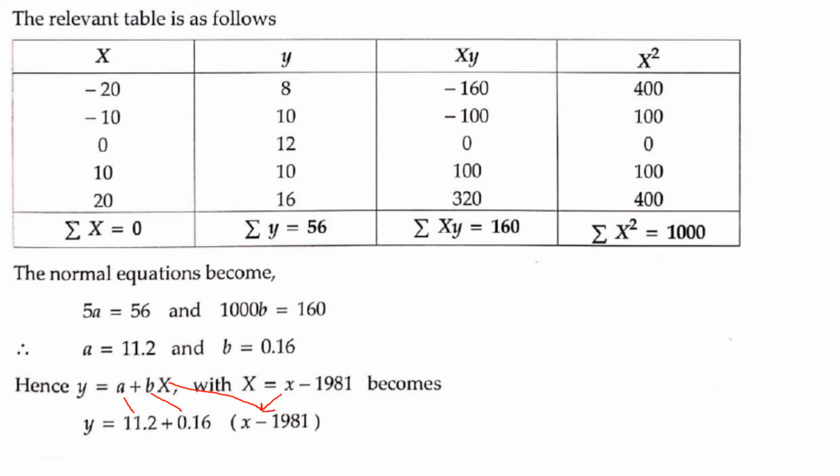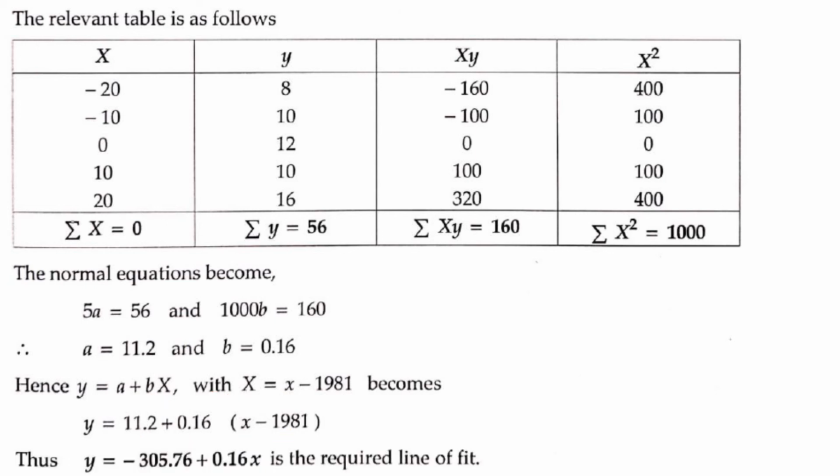Now we multiply this 0.16 inside and add with this constant value after multiplication and simplify to get this equation, which is the required best fit for the given data.